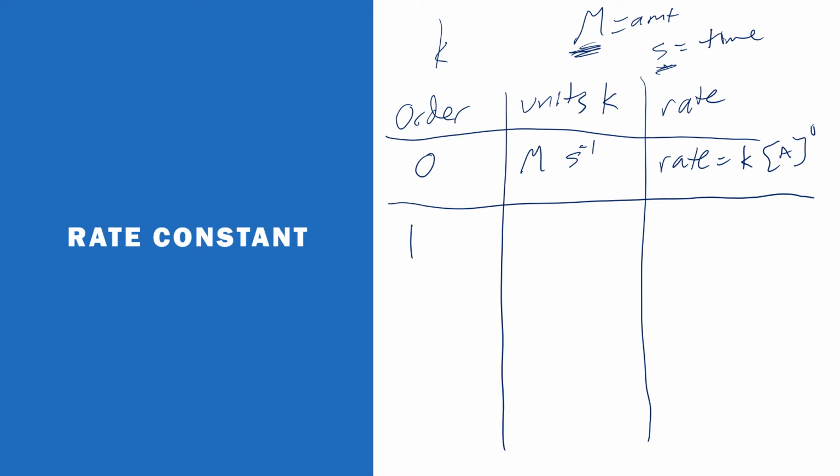Now if you have a first order reaction, so the rate law is something like rate equals K times A to the first. The unit for K is just seconds negative 1. The molarity cancels out because you have a molarity per second in your rate, a molarity here, so molarity cancels and you're left with just per second, so inverse seconds.